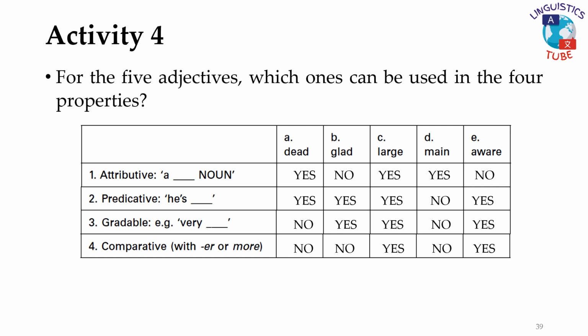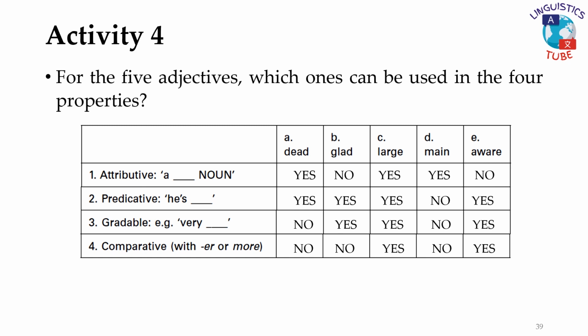Next, aware. You can't say an aware person. You can say he's aware. You can say he's very aware. And you can say he is more aware than me. So, it is peripheral.